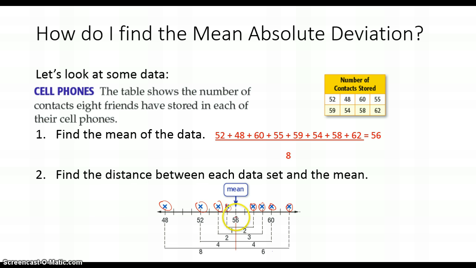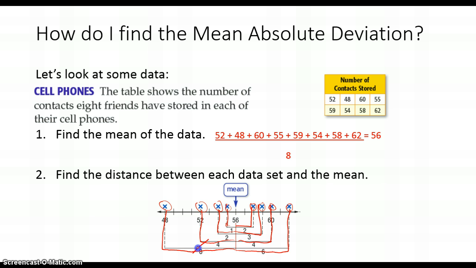So as you see, from 56, I need to go 1 place to get to 55, 2 places to get to 54, 4 places to get to 52, and 8 places to get to 48. Now if I look at the right side, I need to go 2 places, or it has a distance of 2 on the number line, to get to 58, 3 to get to 59, 4 to get to 60, and 6 to get to 62.